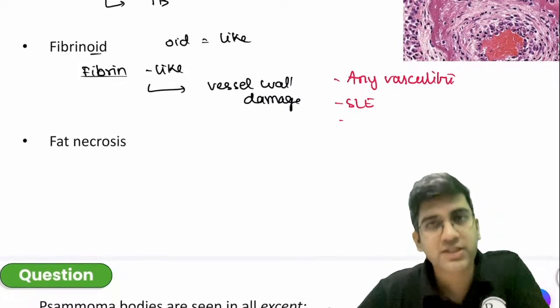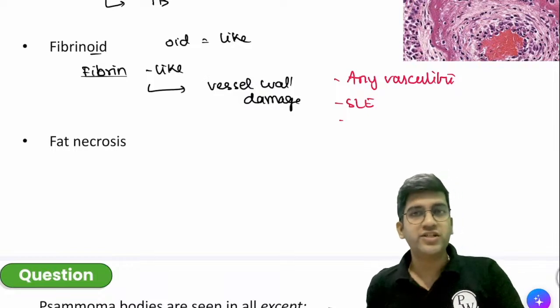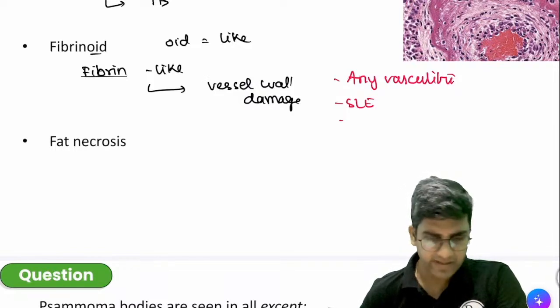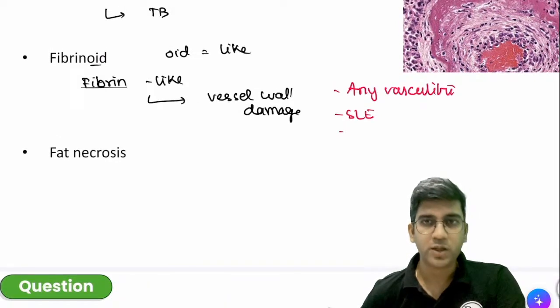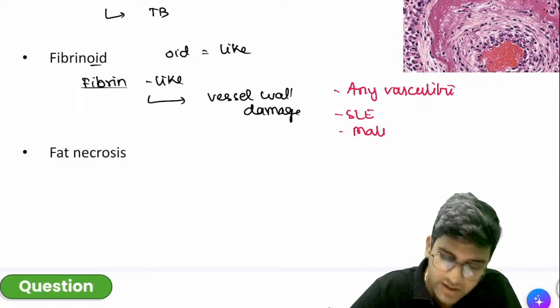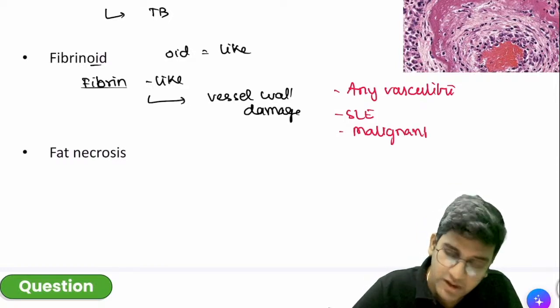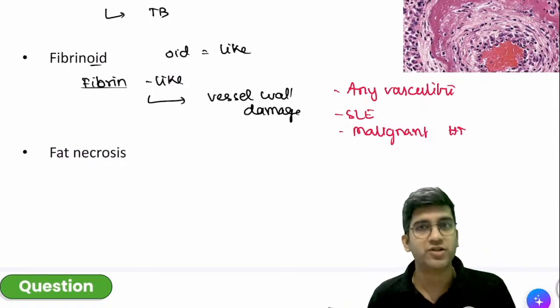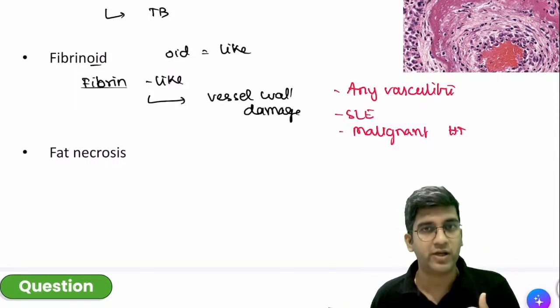I'll give you one more question. Flea-bitten kidney. In which disease do you see the flea-bitten appearance of the kidney? You know the answer. Flea-bitten kidney. Which disease? Malignant hypertension, right? Perfect. In malignant hypertension also I have this because in malignant hypertension the BP is somewhere around 200 millimeter mercury. Vessel will rupture. Vessel wall damage, fibrinoid necrosis.